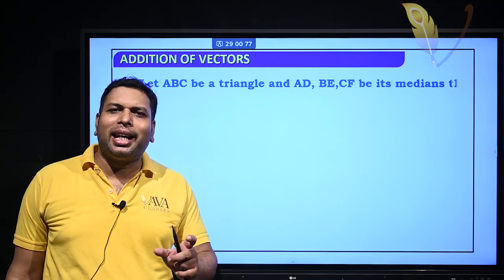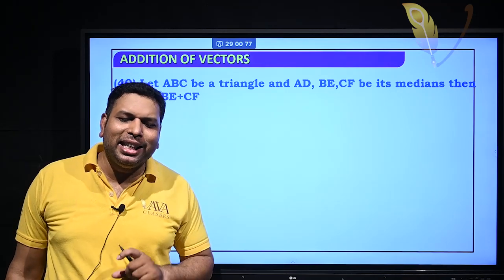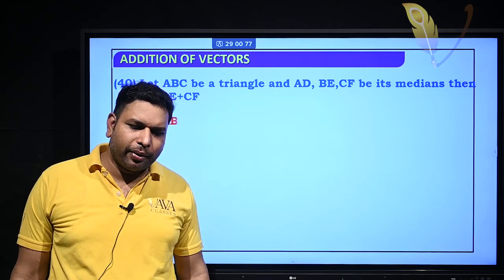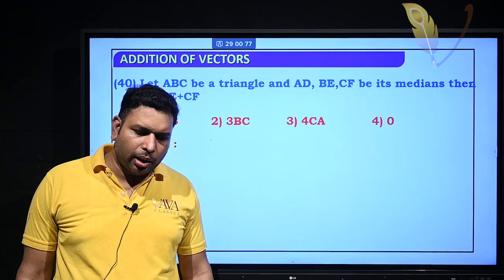Let ABC be a triangle and AD, BE, CF be its medians. Then AD plus BE plus CF equals. These are the options. Solution.